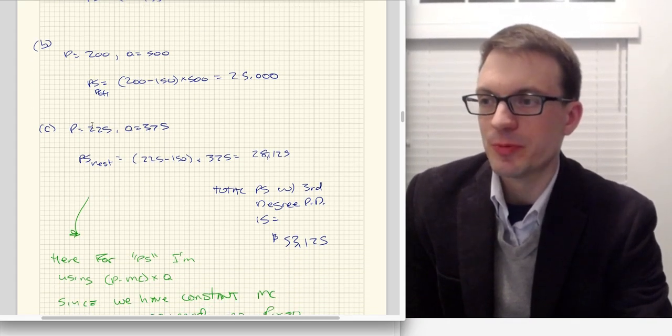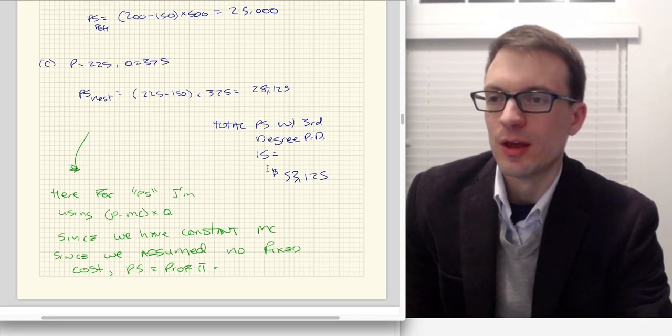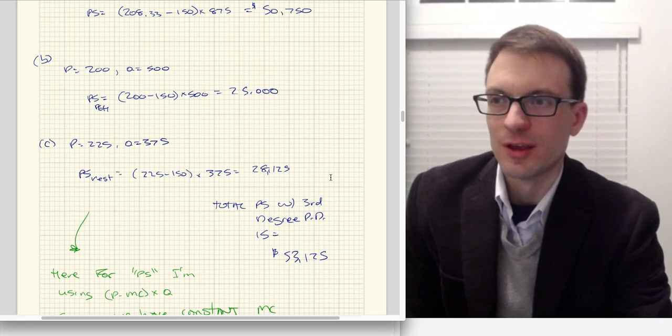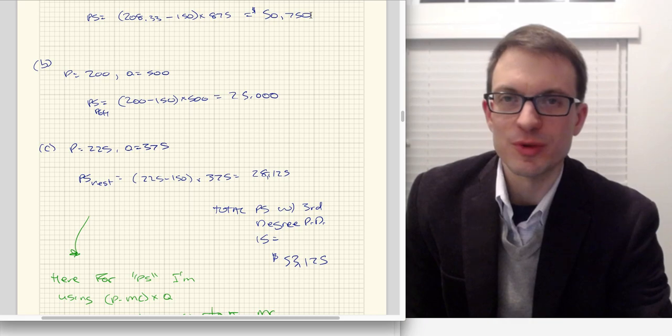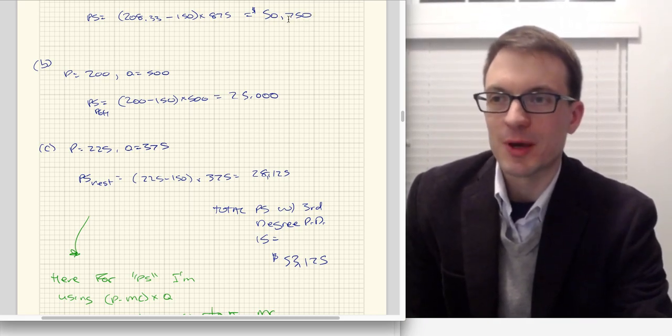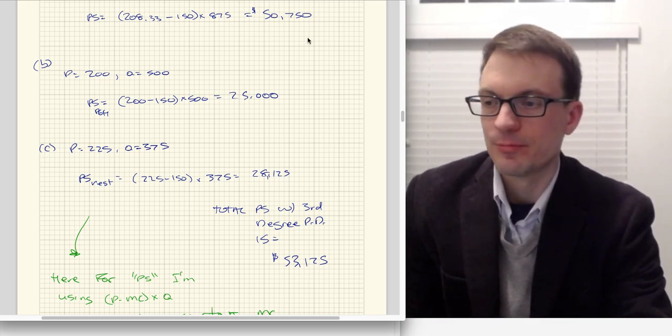And then in my non-Pittsburgh market, I'm going to have 225 as price minus marginal cost of 150 times my quantity of 375. My total producer surplus with third degree price discrimination is $53,125. That was compared to the situation without price discrimination. And sure enough, we increased our profits, and we would expect that to be the case because here we more closely fit our true demand.